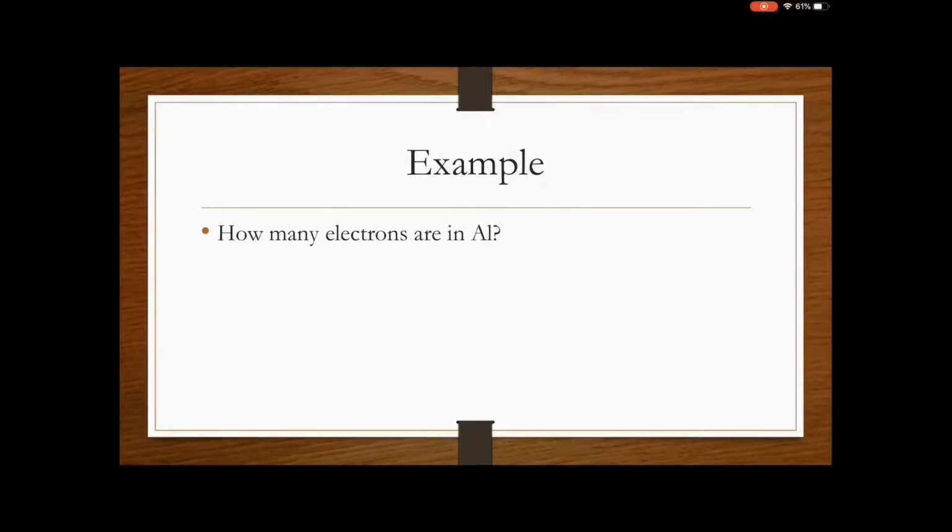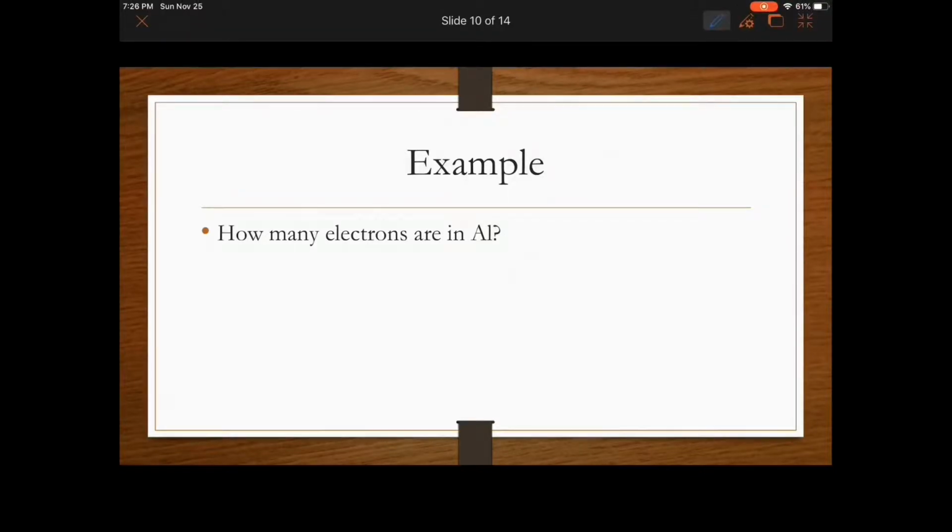All right, so another nifty example. So now that we figured out how many protons are in aluminum, which is 13 if you remember, we figured out how many neutrons are in aluminum, which is 14. We want to know how many electrons are in it. Of course, we have to figure out every piece of this atom.